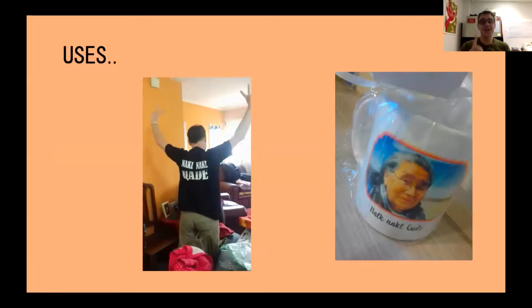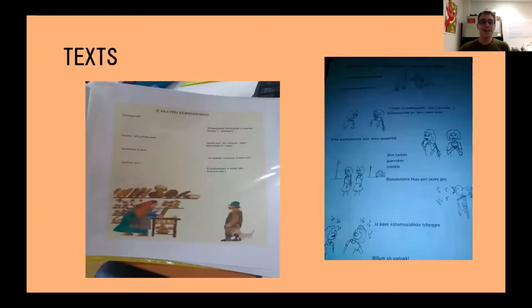The first time that they ever wrote something, that they ever used this alphabet, it was with me. They made me a t-shirt which says Nakalkade, which means thank you, white man. And they made, I think I have it here, this mug, Nakalkade, with the face of Dora Manchado. It's nice, it's cute, but okay, the alphabet was made for them. And the first time they used it, it was for me. So that was very frustrating for me again.